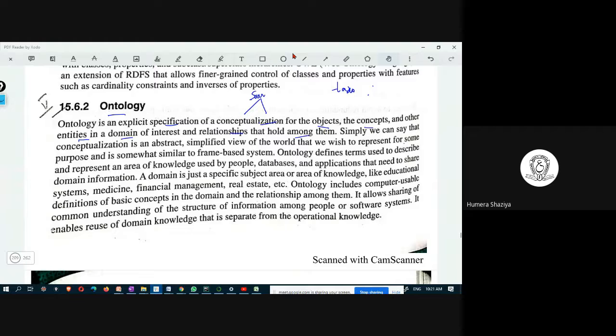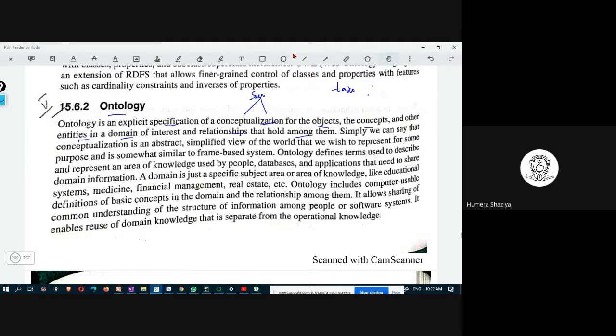This is a specific term which is used with respect to the semantic web, like we use taxonomy or classification when we are referring to a specific problem domain. When we refer to the semantic web, we call such a relationship an ontology.